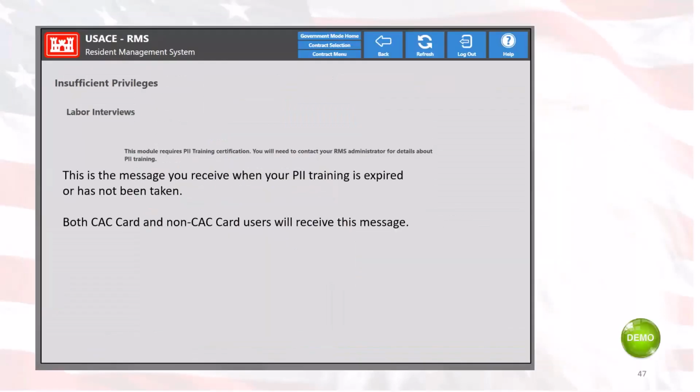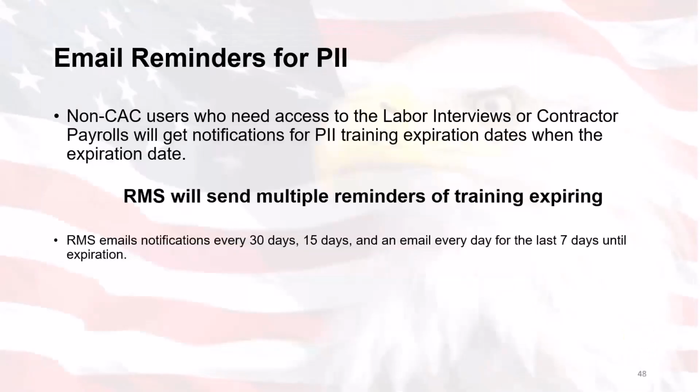The message received when your PII training is expired or has not been taken, in order for the user to continue to have access to the labor interviews or contractor payrolls, is noted above. So this message you will receive when your PII training is expired or has not been taken at all. This module requires PII training certification. You will need to contact your RMS administrator for details about PII training. Both CACs and non-CAC users will receive this particular message. And I already showed this particular screen when I popped up in the demo.